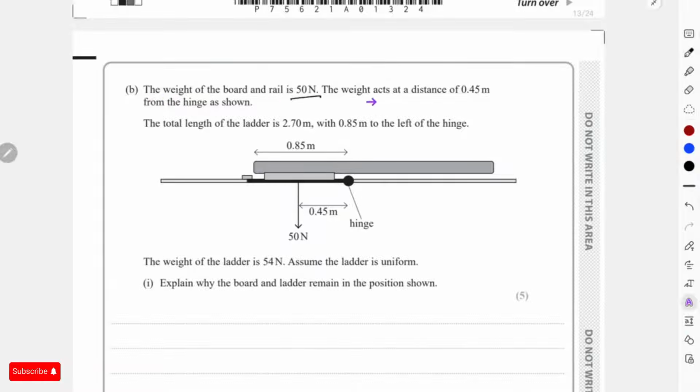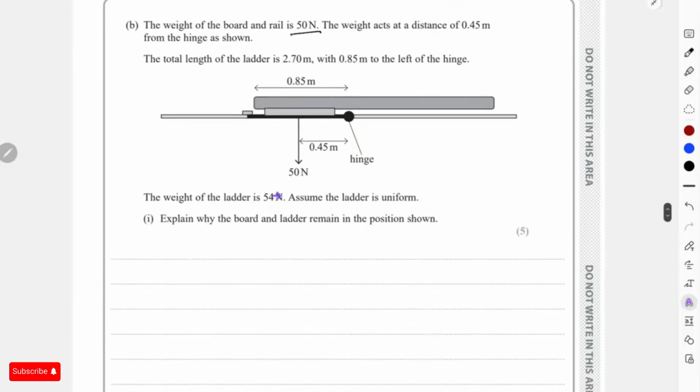After this, they have part B. The weight of the board and rail is just 15 newtons, and the weight acts at a distance of this much from the hinge as shown. So this is the weight of the board, which is acting 0.45 meter from the hinge. The total length of the ladder is 270, and 0.85 meter to the left is the hinge. This is the distance of the hinge from the left side corner, and the weight of the ladder itself is 54. Assume that the ladder is uniform.